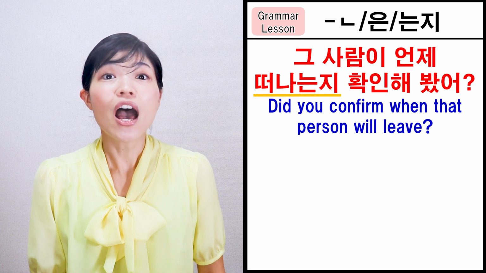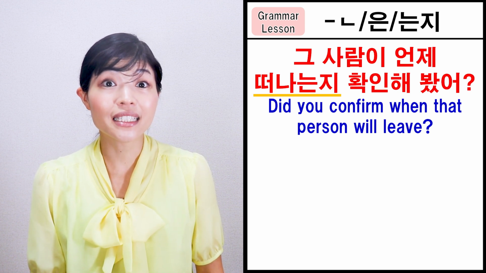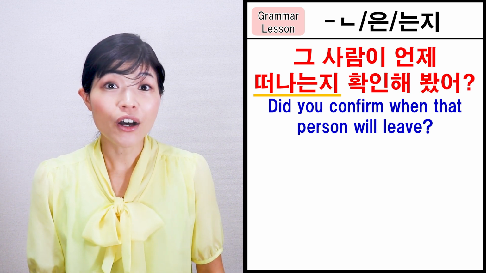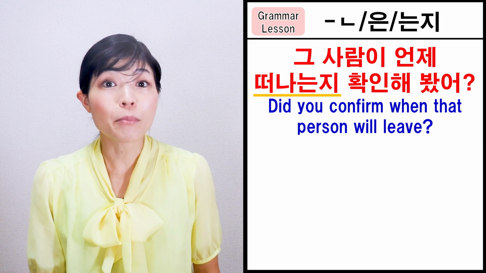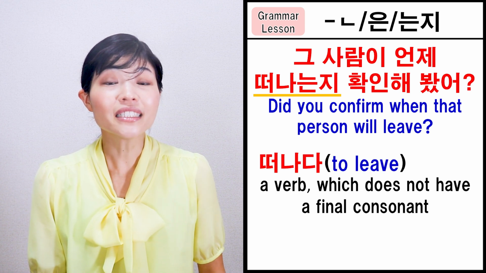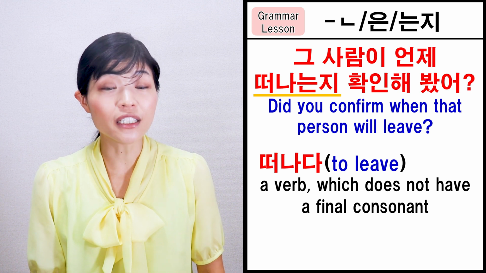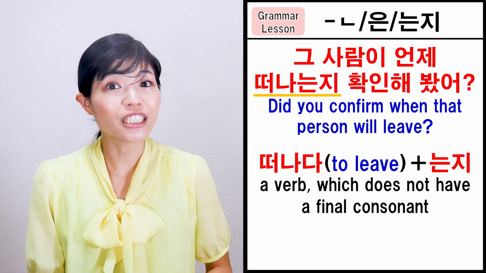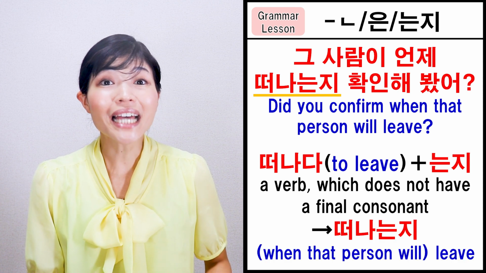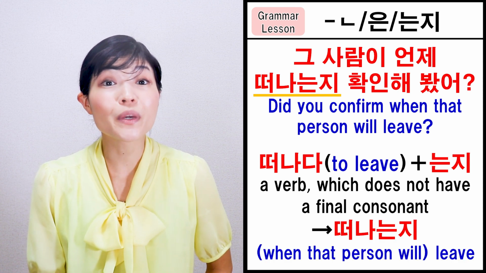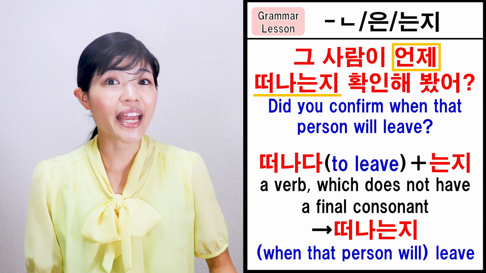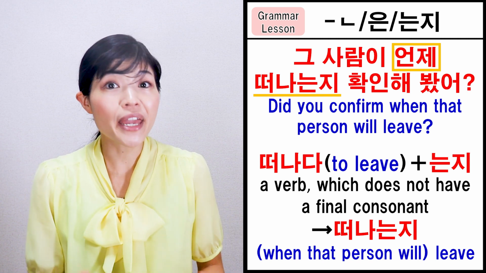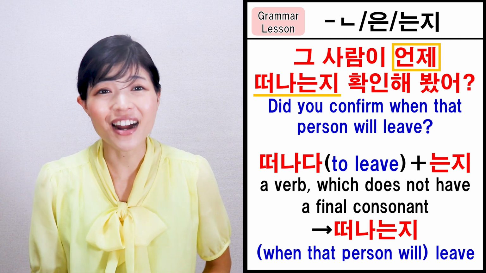그 사람이 언제 떠나는지 확인해 봤어? Did you confirm when that person will leave? Here, since 떠나다 to leave is a verb which does not have a final consonant, you add 는지 to the stem to make 떠나는지, when that person will leave. You can see 언제, when, is used as a pair with 떠나는지, right?